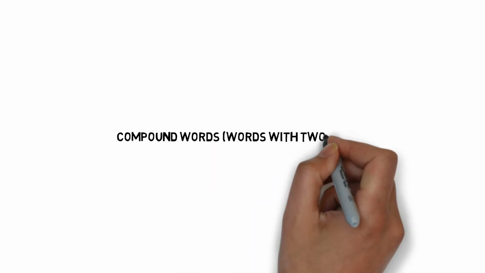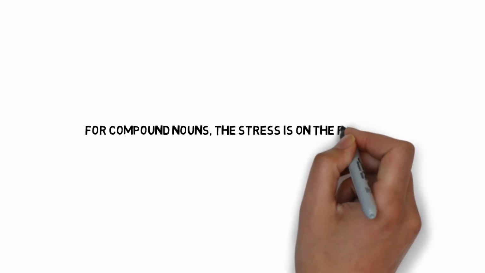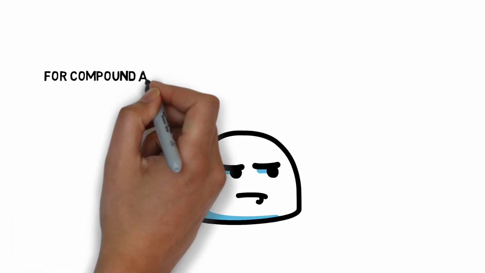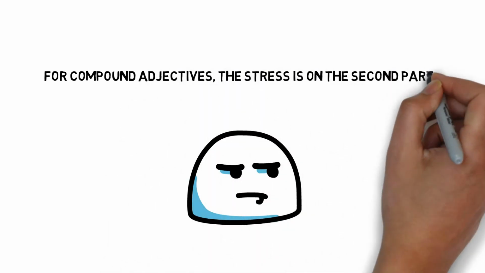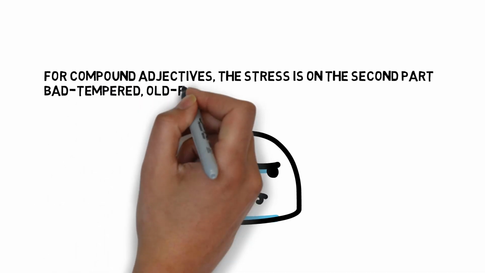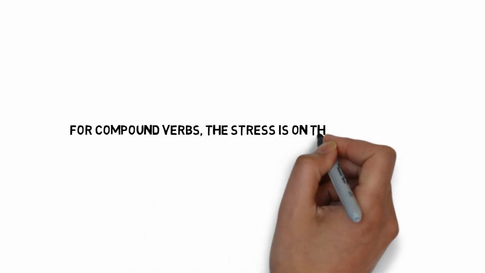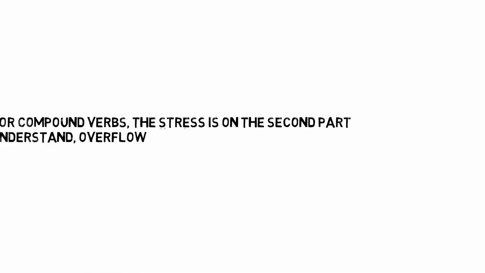Compound nouns, so words with two parts. Rule: for compound nouns, the stress is on the first part: blackbird, greenhouse. For compound adjectives, the stress is on the second part: bad-tempered, old-fashioned. For compound verbs, the stress is on the second part: understand, overflow.